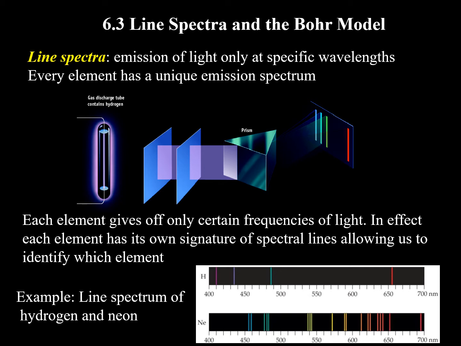This is one way to determine what's the composition of a particular material. So for instance, space, majority is made up of hydrogen, so it gives off this particular line spectra here, you see.